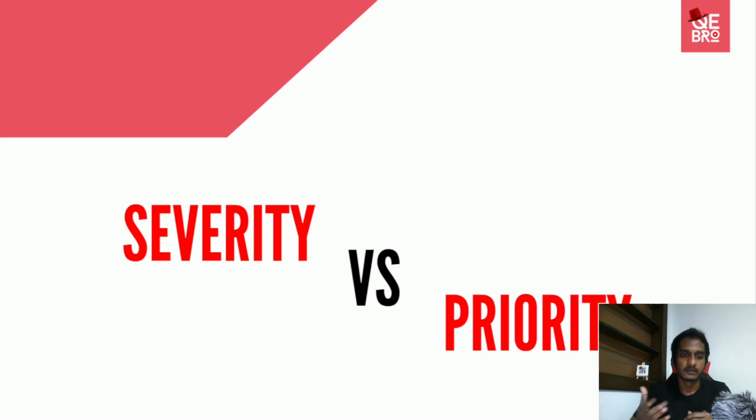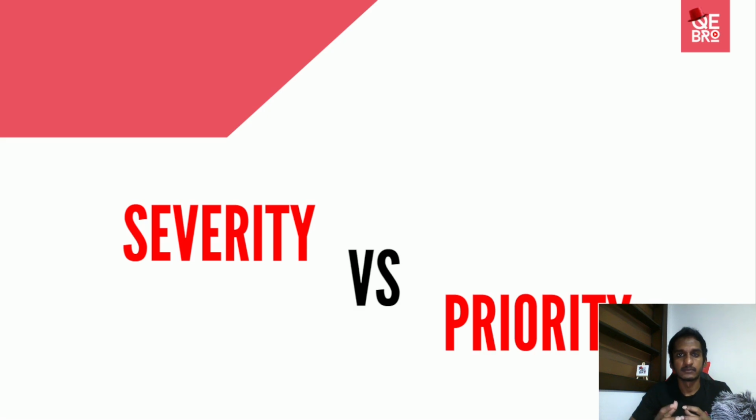That means the impact is very low, but the reproducibility or the possibility of this bug happening is very high. So in that case, maybe you can mark the priority as high. For example, let's say an issue with the branding. The logo, some issues with your logo, the branding or the color. Those things are very impactful for your business.